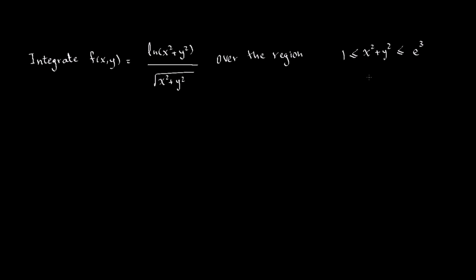Okay, so the first step in this type of problem is to sketch the region. Here the region is defined by this inequality, and it looks like it's going to be a circle because we can rewrite it as r squared greater than or equal to 1 and less than or equal to e to the power of 3. If we take the square root, we get 1 less than or equal to r less than or equal to e to the power of 3 over 2. So now we can sketch the region.